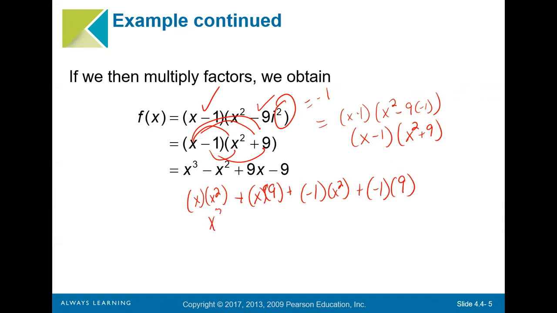x times x squared is x cubed. Remember, when you multiply like bases, you add the powers. I'm just going to rewrite this as 9x. I have negative times positive, so it's a negative x squared, and negative times positive is negative 9. Put together any like terms. Don't see any like terms here, however, it's not written in descending order all the way, so let's write it. x cubed is the leading term. Then we have negative x squared next, plus the 9x minus the 9.